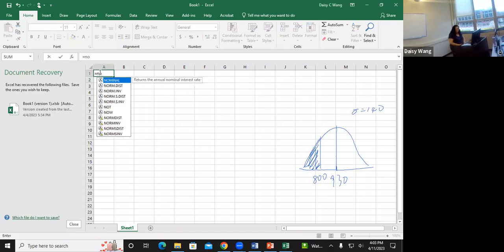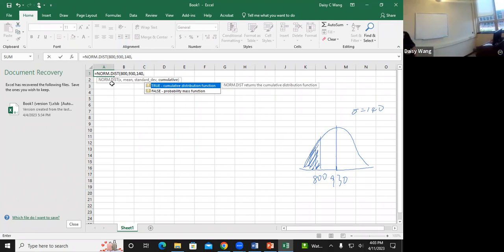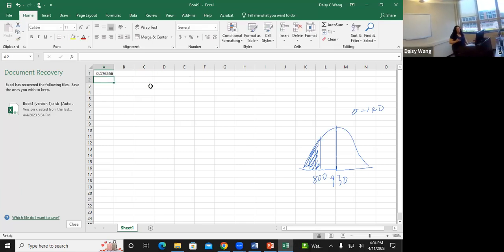Then normal distribution here. The first thing is the X, which means 800, and then the average is 930. The standard deviation is 140. And it's cumulative because we want to see this area. So that's it. Only 17.66% of chance.